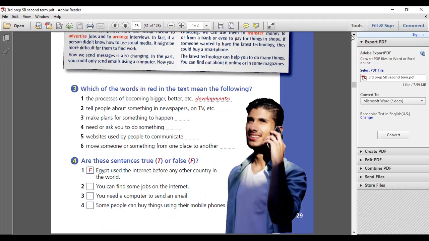Question number 4. Are these sentences true or false? Number 2. You can find some jobs on the internet. True. You need a computer to send an email. True. Some people can buy things using their mobile phones. True.